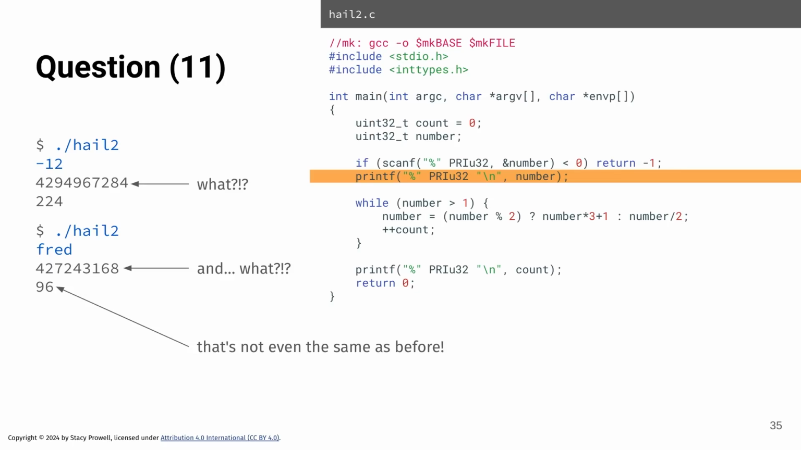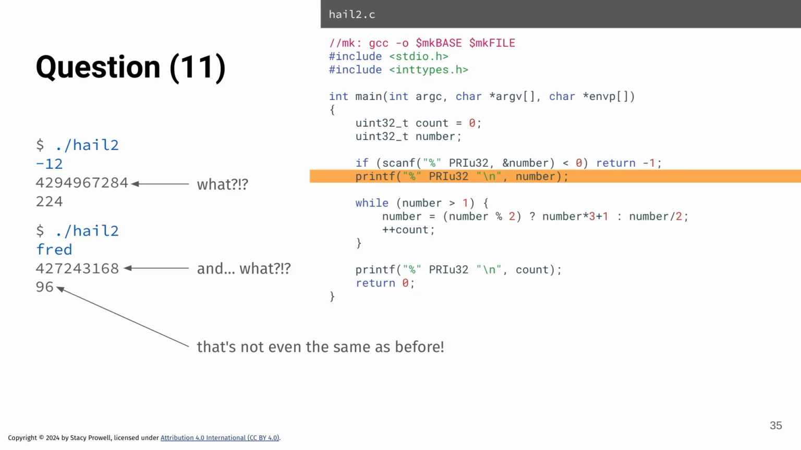What is that number? That is 4,294,967,284, which is not quite the same as negative 12, right? Those differ by, to me, a significant factor. So that's not right. What about when I enter Fred? Fred resolves to 427,243,168. What in that program? Again, you see the whole program.